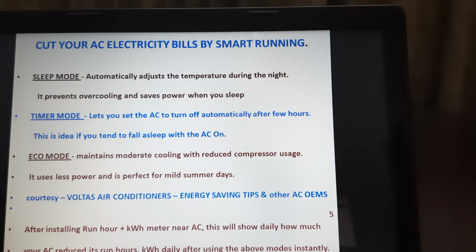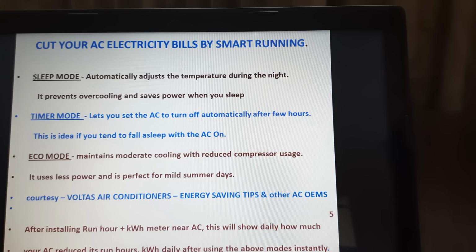In the timer mode, you can set the time; instead of 8 hours of sleep, you can set it for 4 hours, with the compressor on for 4 hours and the fan on for the next 4 hours, and your sleeping is not disturbed, and this also gives electricity savings. Eco mode is used on mild summer days, where the compressor usage is reduced and it consumes less power, and the AC bill also reduces. Thanks to Voltas and other AC OEMs for these energy saving tips.